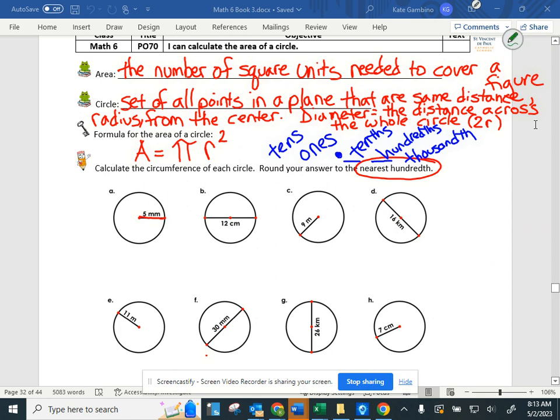Let's do our first one. Let's do A. So we know it's pi r squared. So we have pi times our r of 5, and we're going to square it. What's 5 squared?